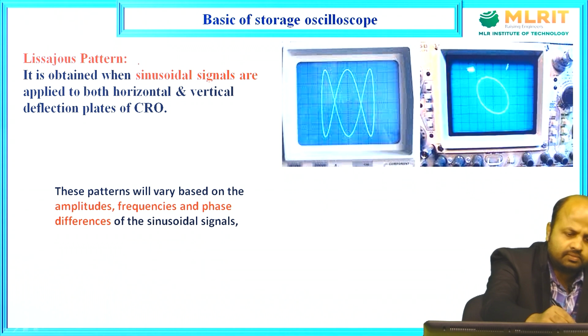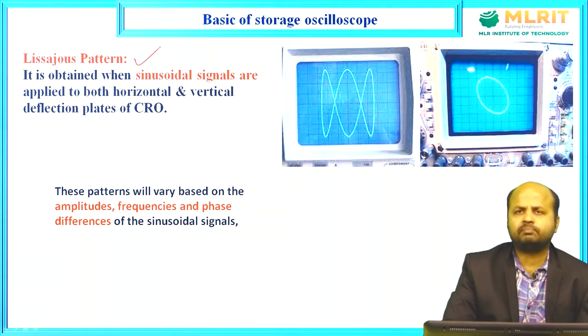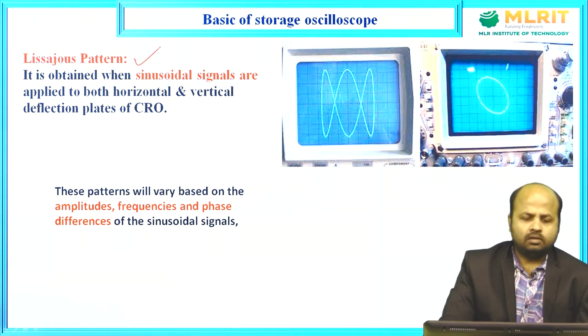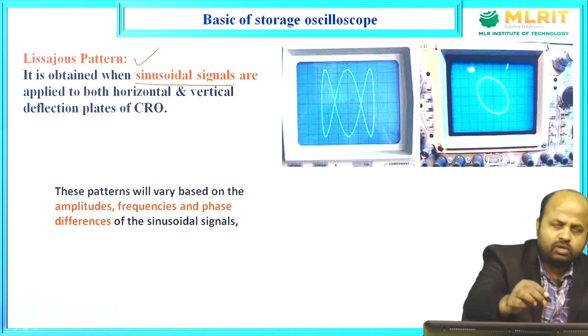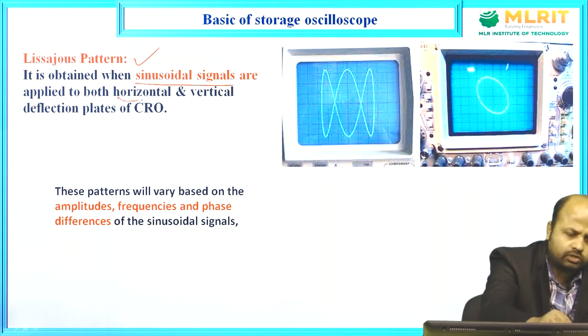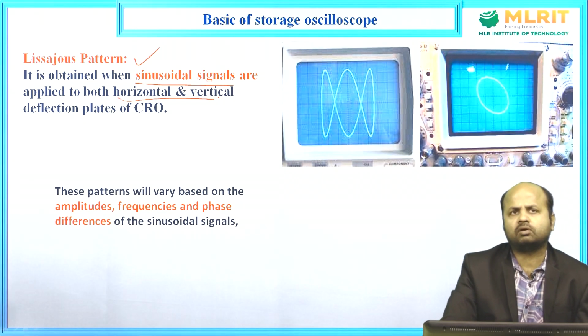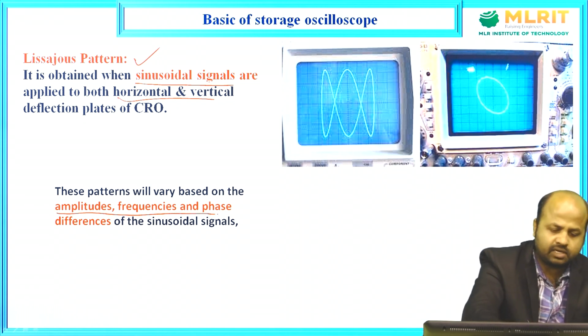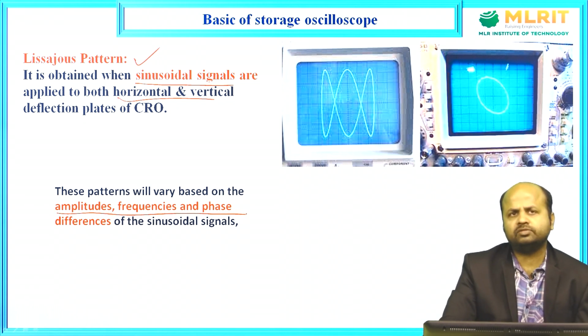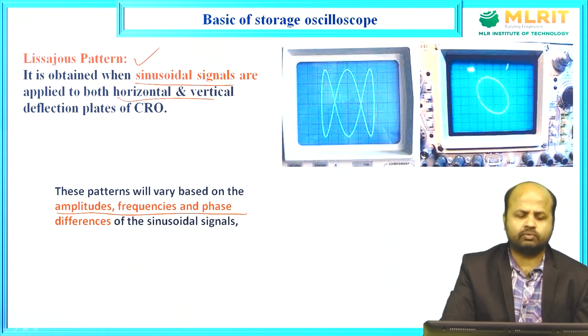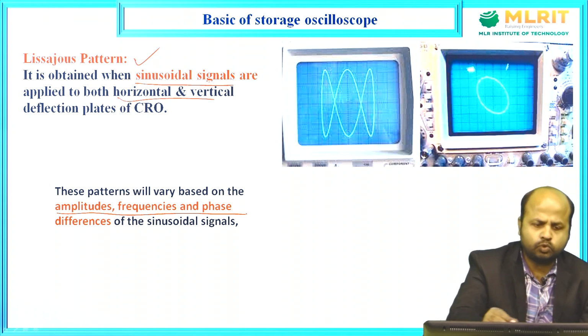A Lissajous pattern is a pattern which is obtained from a CRO. Whenever we apply a sine wave to the horizontal as well as the vertical deflection plate of a CRO, we get a Lissajous pattern. This pattern is very useful in calculating the frequency and phase of two sine wave signals. So a Lissajous pattern is a type of graphical representation which is used to calculate the frequency and phase difference of two sine waves.